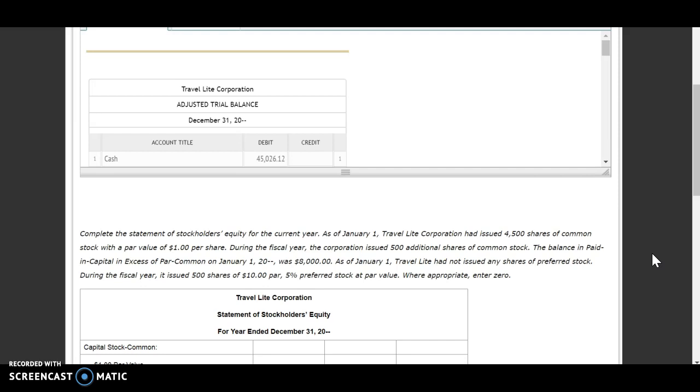As of January 1st, Travel Light Corporation has issued 4,500 shares of common stock with a par value of $1 per share. During the fiscal year, the corporation issued 500 additional shares of common stock. The balance in paid-in capital in excess of par common on January 1st, 2017 was $8,000. As of January 1st, Travel Light had not issued any shares of preferred stock. During the fiscal year, it issued 500 shares of $10 par, 5% preferred stock at par value.